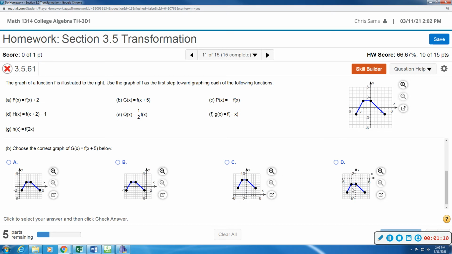So that one went down, up. This one looks like it went left. This one looks like it went right. So remember, B does the opposite. So we want left 5.